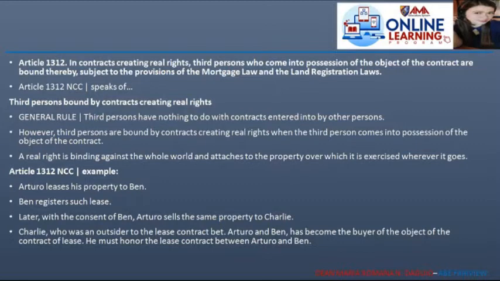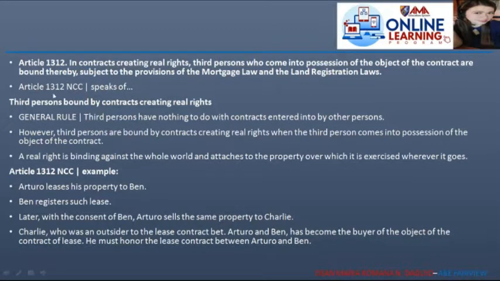Article 1312. In contracts creating real rights, third persons who come into possession of the object of the contract are bound thereby, subject to the provisions of the mortgage law and the land registration laws. So sabi natin kanina, as a general rule, third person class have nothing to do with contracts entered into by other persons. But the moment, no, it came to their possession, no, sa possession na ni third person, yung object ng contract ni A and B, so, bound na rin siya doon, class, no? Sa contract na yung kasama na siya doon, no? May pakialam na siya. Okay?